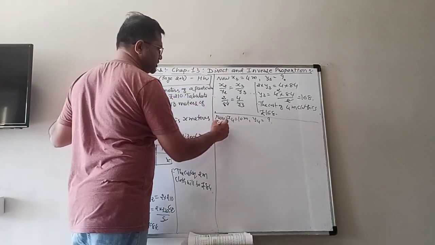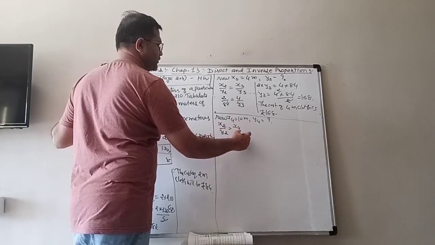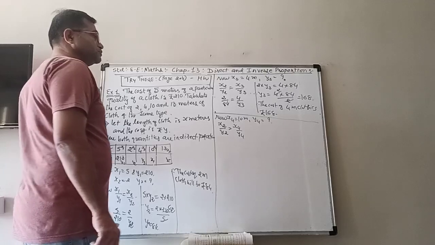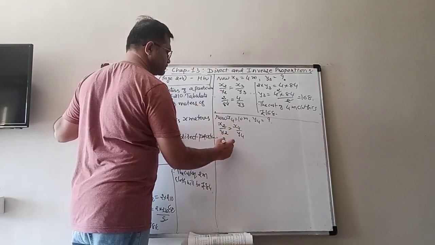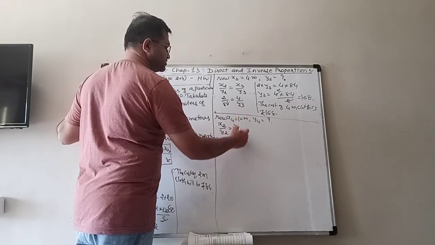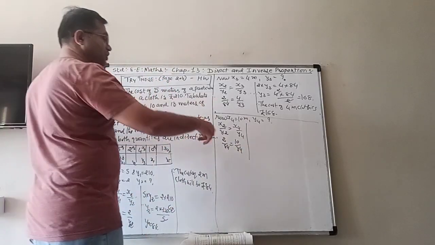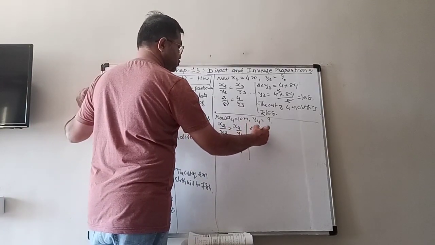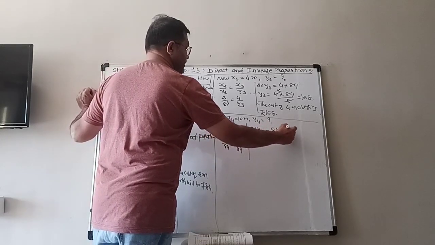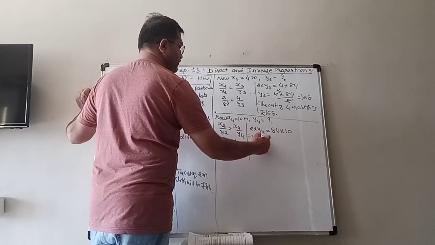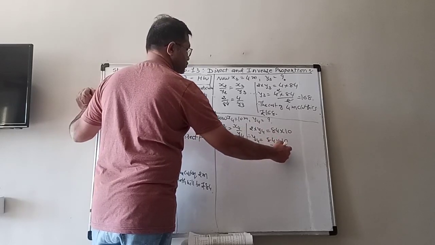So again you can take the same thing. x2 upon y2 is equal to x4 upon y4. So we get 2 upon 84 is equal to 10 upon y4. So now by cross multiplication, 2 multiplied by y4 is equal to 84 multiplied by 10. So y4 is equal to 84 multiplied by 10 divided by 2.